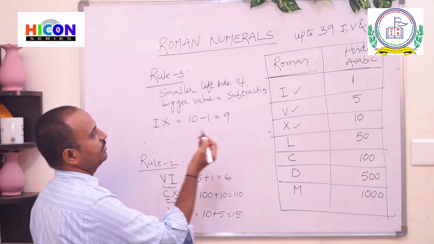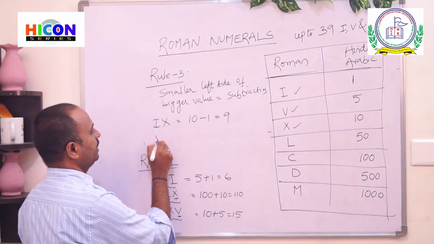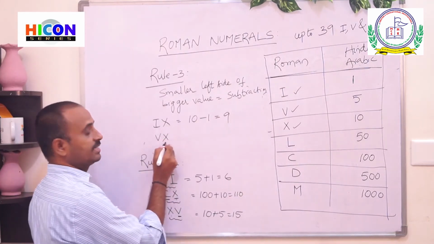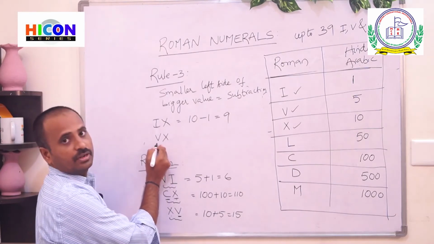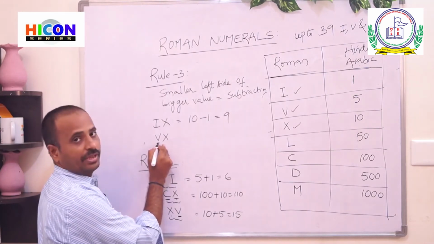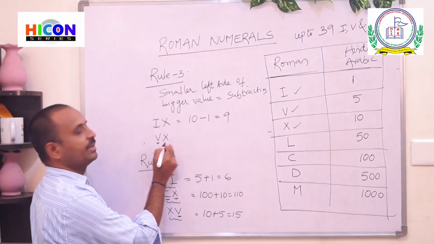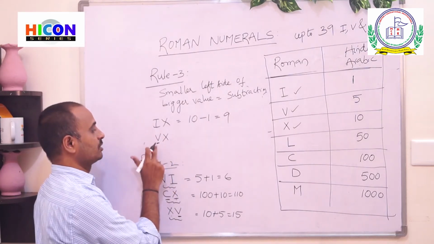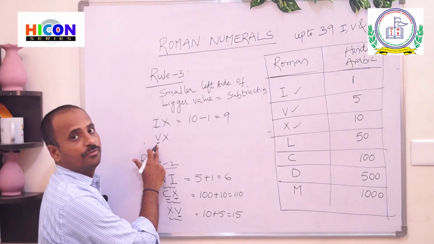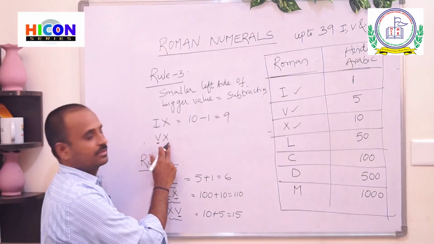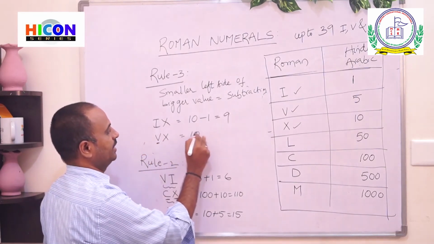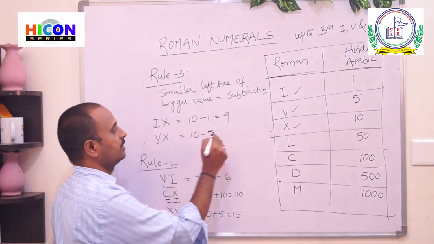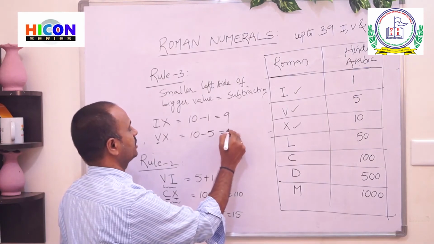So let us see one more example. VX. So children, X is the bigger value, V is the smaller value. Here the smaller value V is written on the left side of the bigger value. Now we have to make subtraction. That means we have to subtract the smaller value V from the bigger value X. So X means 10 and V means 5. So subtract 5 from 10, we will get 5.